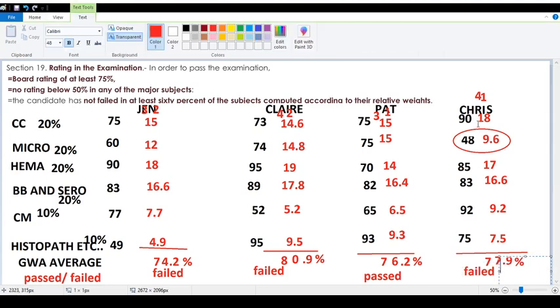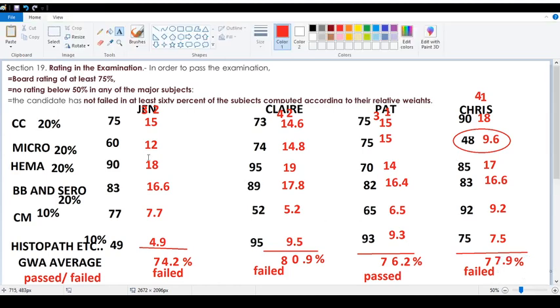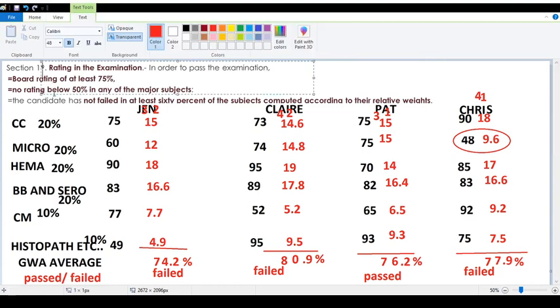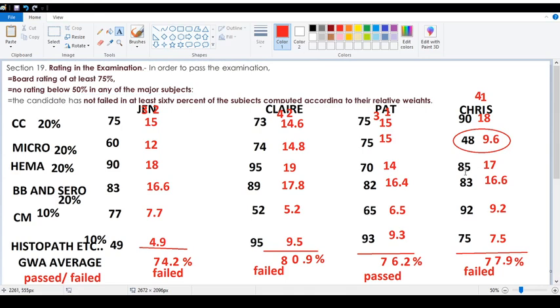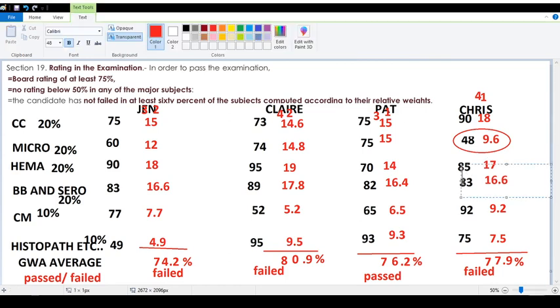Why did Chris fail the examination? Because he has a rating below 50% in a major subject, which is the micro. So that's the reason why he failed the examination. He met the other criteria: pass, pass, pass, so that's already 60%, 70%. He only failed one subject, but that subject is a major subject. So still he is considered as having failed the examination.